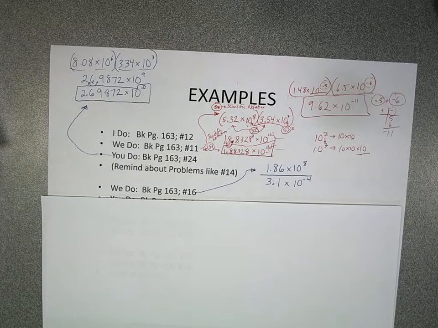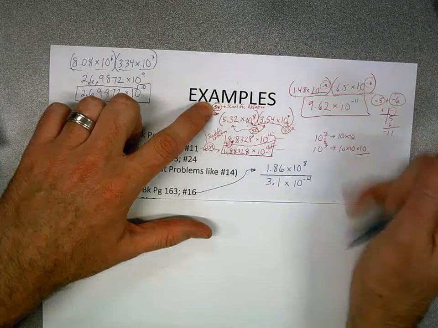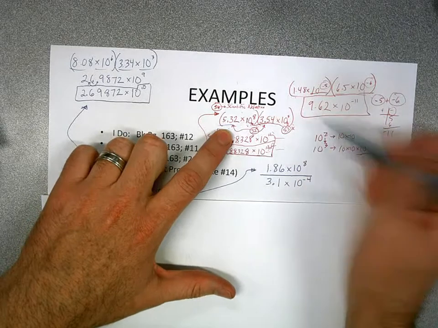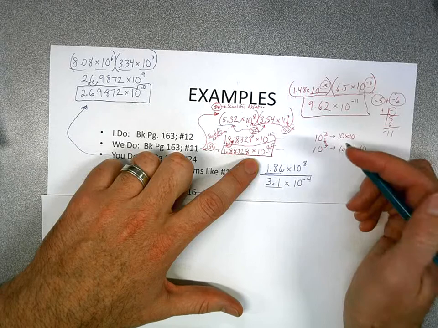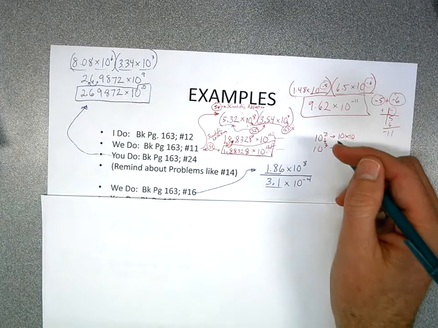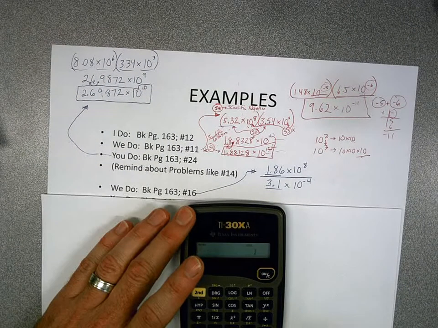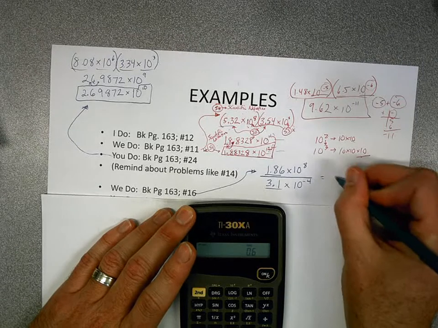Now, listen, I'm not going to write new steps on this because there's really not new steps. The steps are very similar. I'm going to follow the same steps. First of all, they need to both be in scientific notation. Yes, they are. Step 2 is I'm going to compute the two up front. The only difference here is this is no longer multiplication. It's division. So I'm going to put in 1.86 divided by 3.1. And I get 0.6.